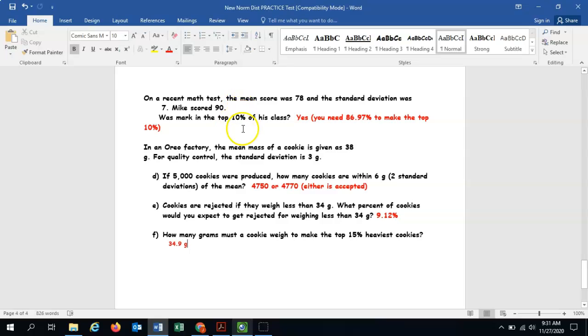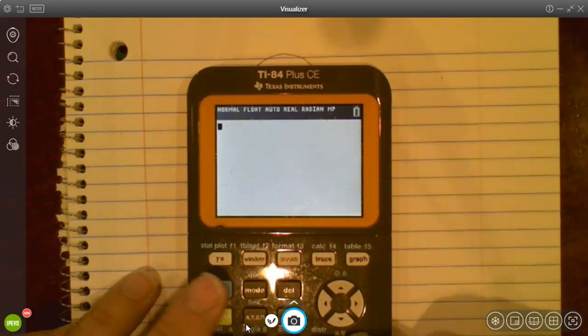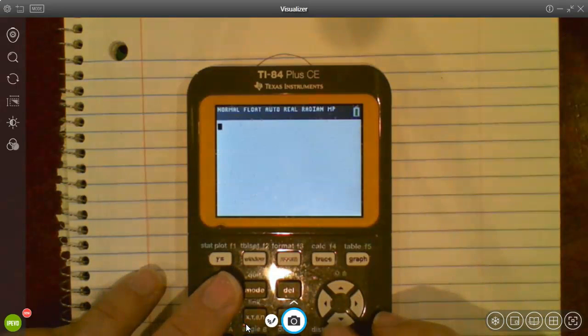Was he in the top 10%? Well, I took the path of saying, well, what would be the top 10%, right? So if I did my inverse normal function, and I'm going to show it to you this way. So I'm going to go into inverse normal.